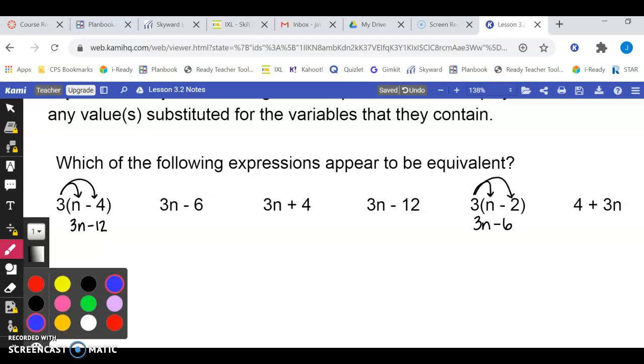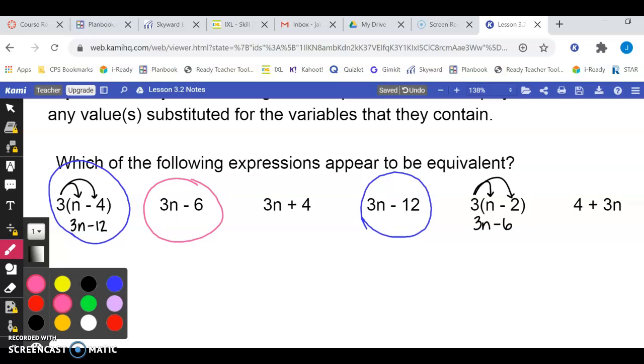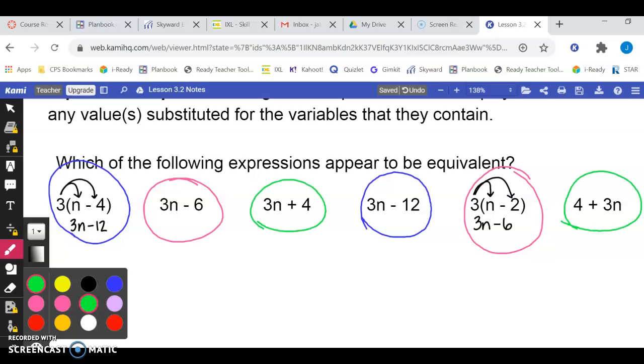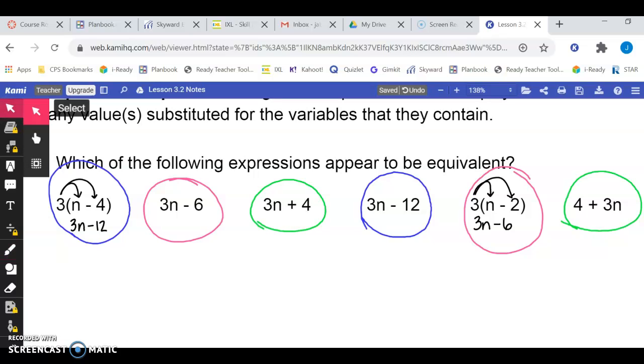So 3n minus 12, I see this one here, and I also see one down here. And then I see a 3n minus 6 here and 3n minus 6 here. And I also see 3n plus 4 and 4 plus 3n. You can write them in a different order. You just want to make sure that the signs for each term are the same. So the 3n is positive in the first one, and 3n is positive in the second one, and the 4 is positive in the first one, and 4 is positive in the second one as well. So they would be the same.